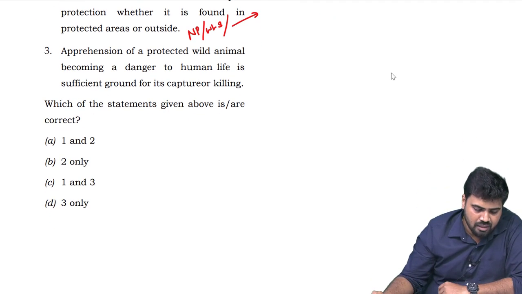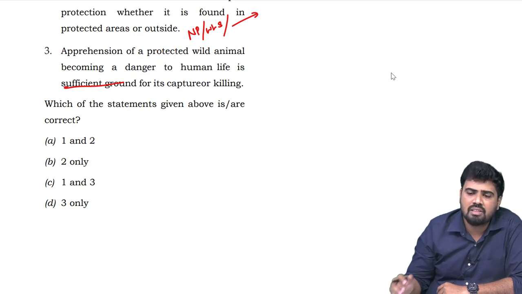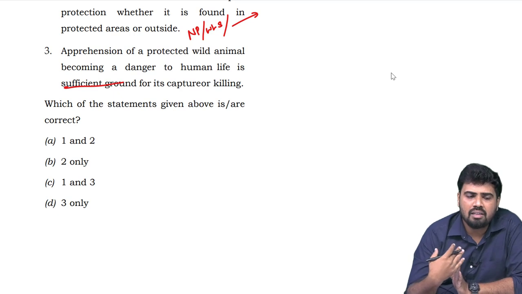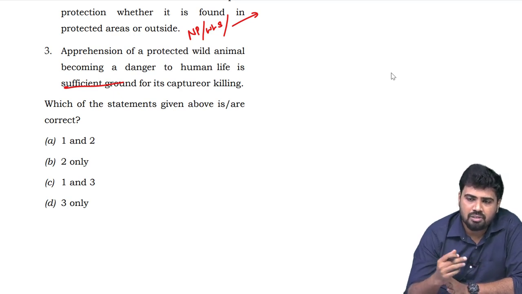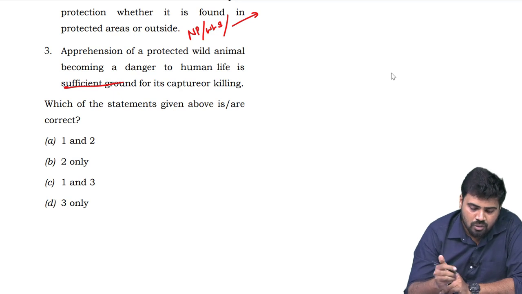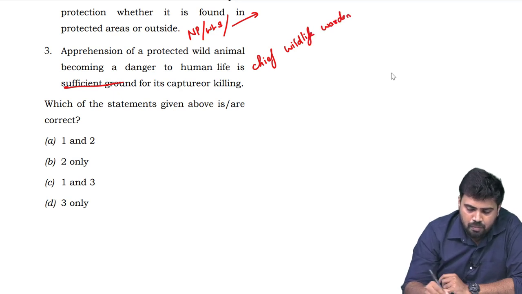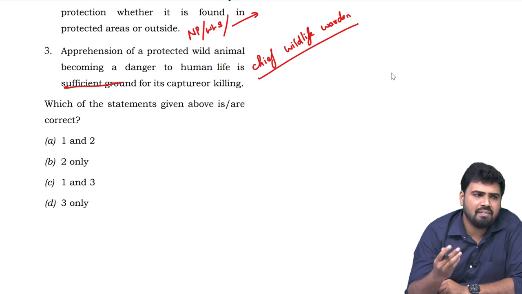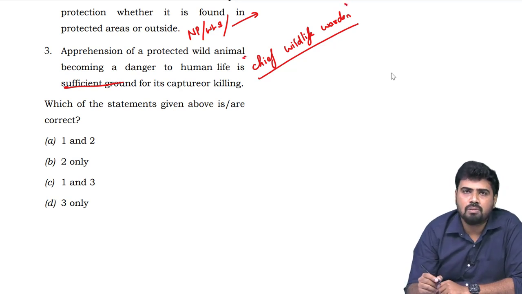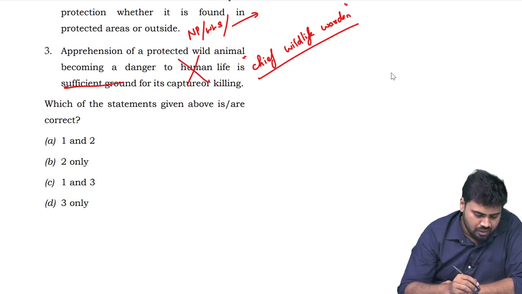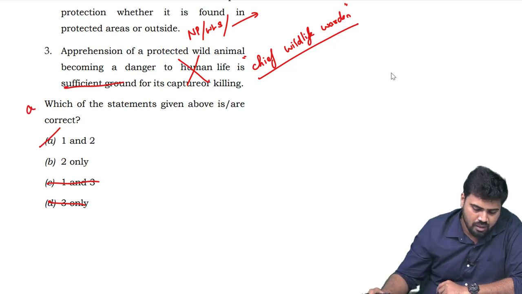But can you read the third statement? Apprehension of a protected wild animal becoming a danger to human life is sufficient ground for its capture or killing. So it will be ultimate chaos. Everywhere there will be a risk of attrition between wild animals and human habitations and cultivations, like farmlands. If they could kill these kinds of animals, there would be absolute chaos. According to this act, the chief wildlife warden should permit the killing of a particular animal. We have incidents of tigers. So the chief wildlife warden needs to approve. So this statement is definitely wrong. The third statement is wrong. So the option is A, 1 and 2.